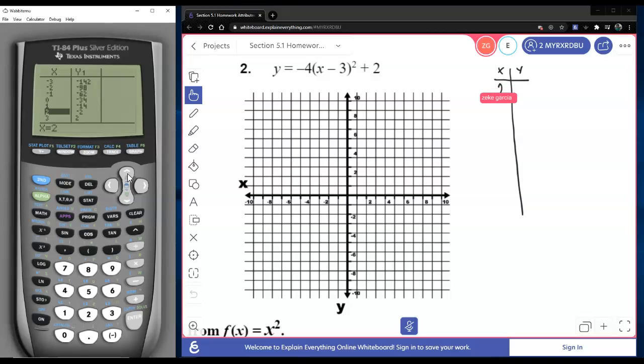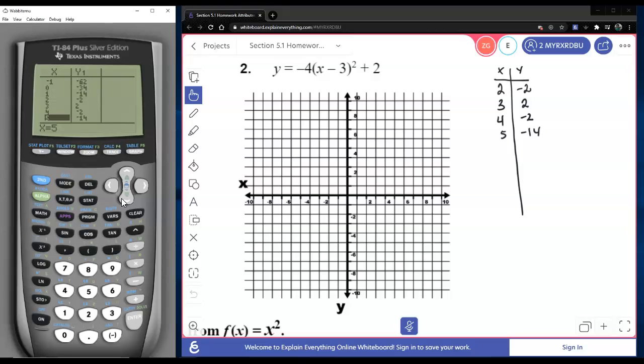So I have (2, -2). Then the next one is (3, 2). Then I have (4, -2). And then I have (5, -14). I'm going to stop because it seems like we can't graph that, but let's go ahead and graph those ordered pairs.